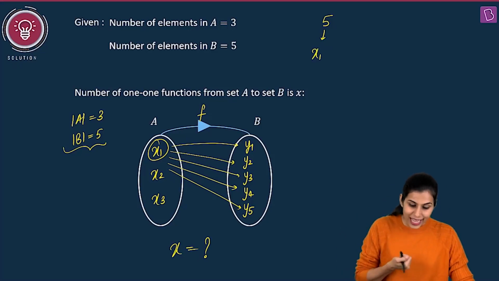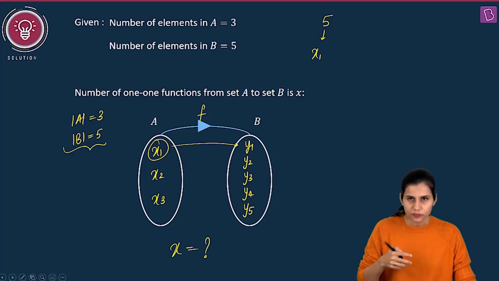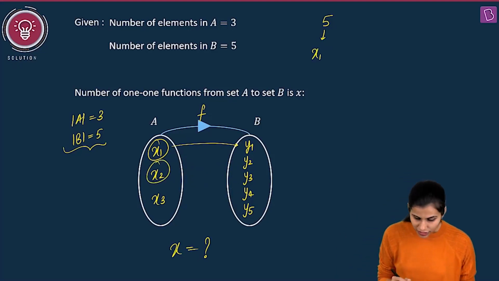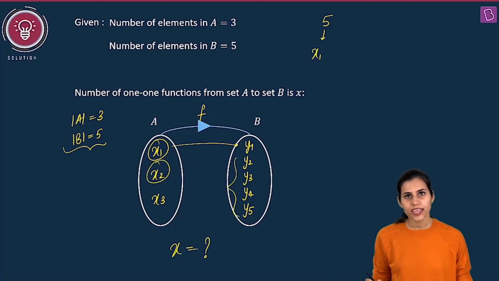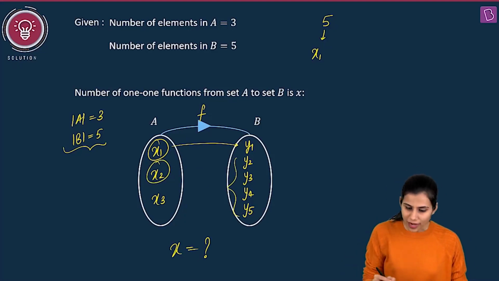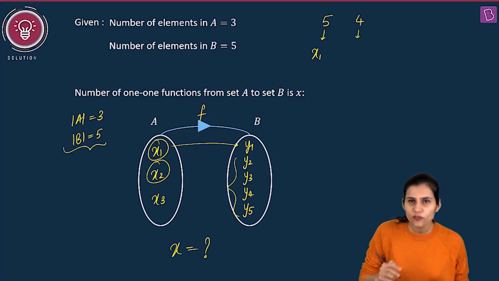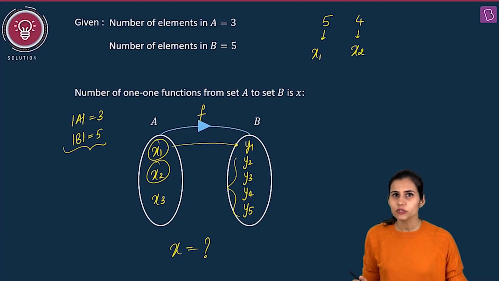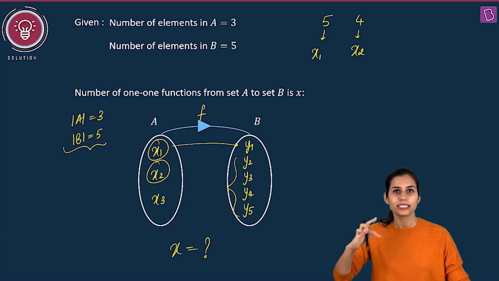Now, once x1 has been mapped to any one of the 5 members of set B, then there are only 4 ways remaining to map x2 to. So I have 4 ways, 4 choices, 4 possibilities to map x2. Why not 5? Why 4? Why did one possibility reduce for x2? Because under the 1-1 mapping, the images have to be distinct.